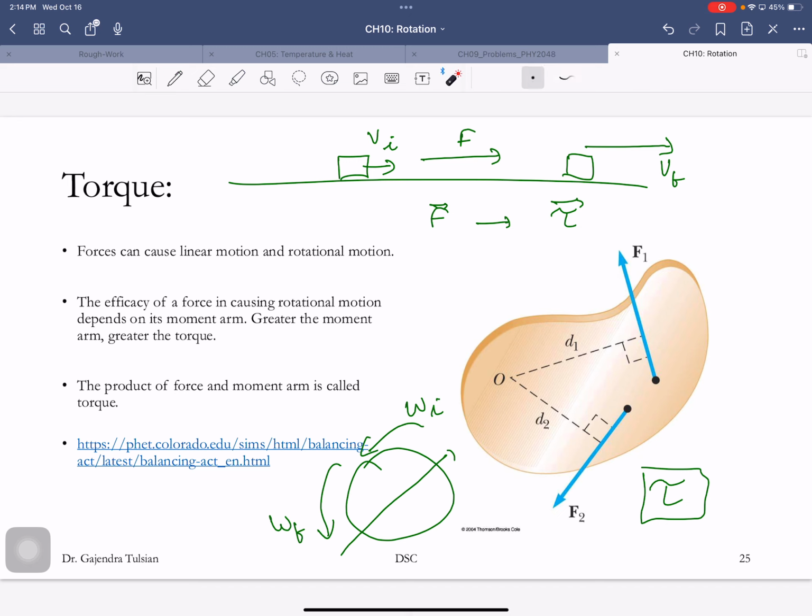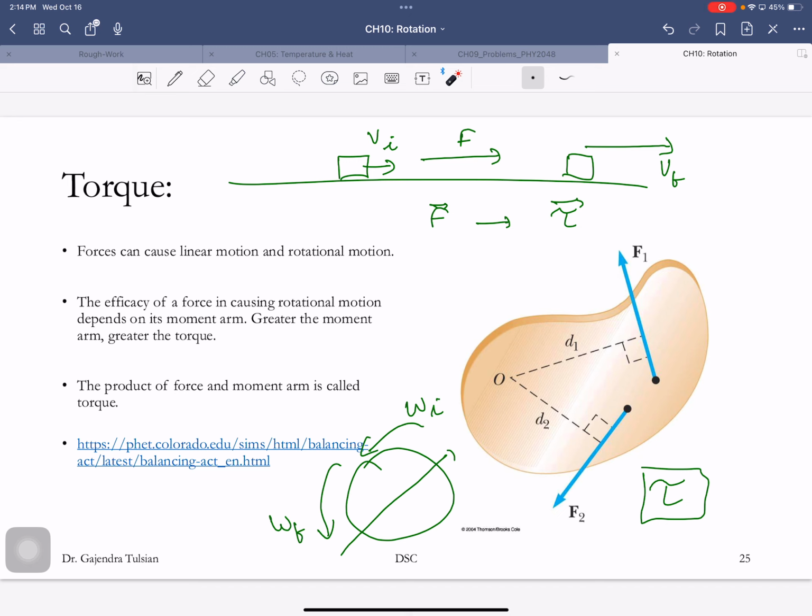Okay, so let me come here. Okay. So what is its angular velocity right now? 0. I apply a force and change its angular velocity. Now if I apply the same force, is the effect the same?